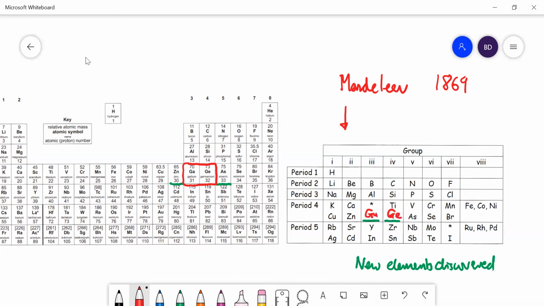Now, what made it easier to find those missing elements is because people knew what they were looking for. In the case of gallium, they knew it must be similar to aluminium. And obviously, if you're looking for something, it's a lot easier to find it if you know what it is you're looking for. Same with germanium.